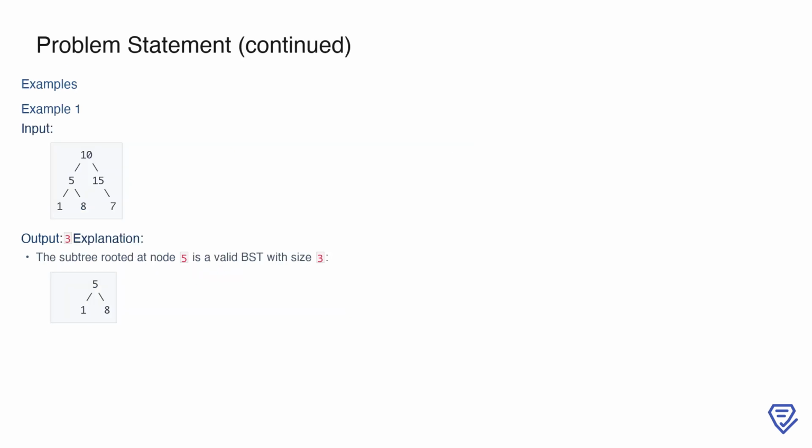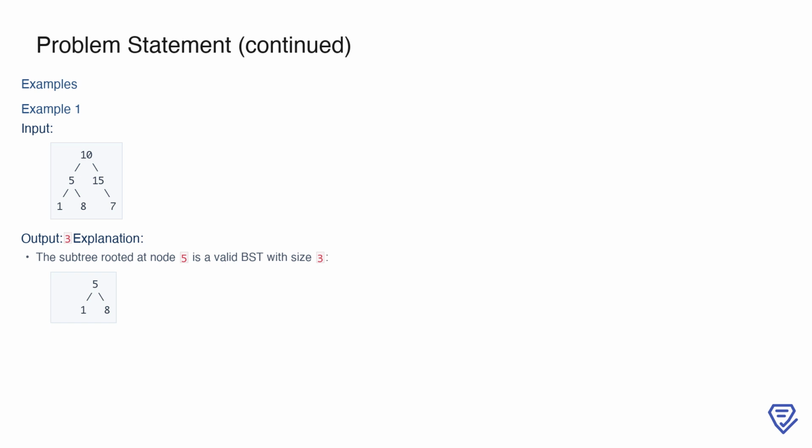Let's look at some examples to better understand the problem. In the first example, we have a binary tree where the root node is 10, with two child nodes, 5 on the left and 15 on the right. The left child, 5, has two children of its own, 1 on the left and 8 on the right. On the right side of the root, the node 15 has a single child, 7, on its right.